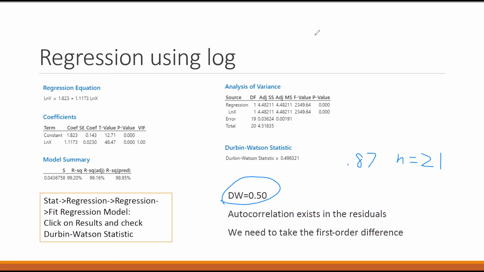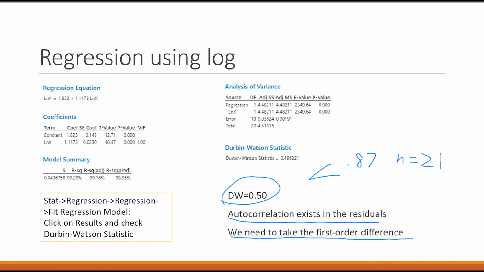If we were able to reject the null hypothesis for 0.87, then we definitely will reject the null hypothesis for 0.5, because this value is much lower than the lower bound, indicating that there is autocorrelation in the residuals. So we need to do something to correct the model. So we're going to take the second solution we talked about. That is, we're going to take the first order difference.